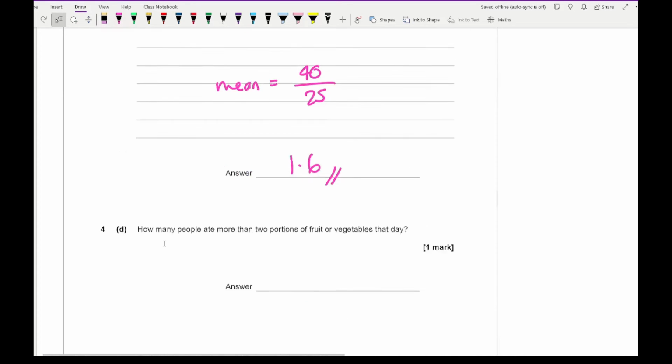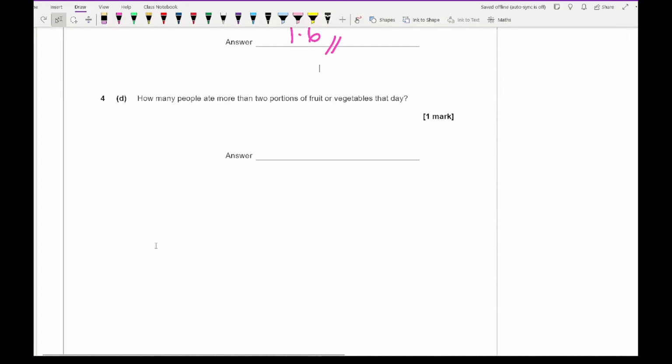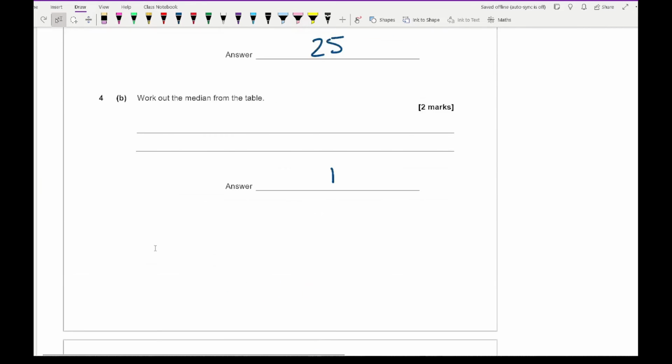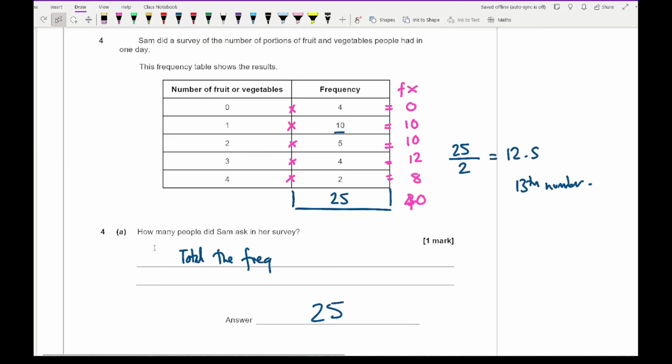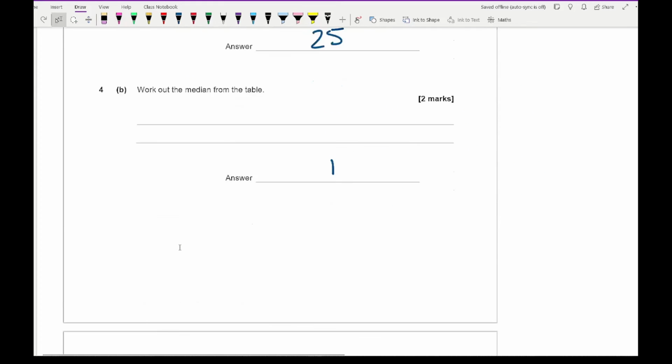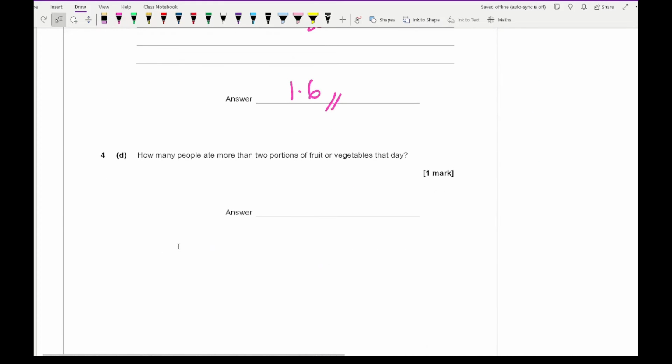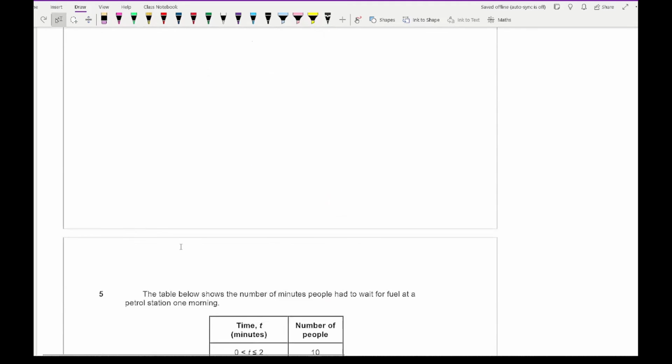So then moving on to question 4D, it says how many people ate more than 2 portions of fruit and vegetable that day? So how many people ate more than 2? All I need to do is just add up, it's going to be 4 plus 2, which is 6. And the key thing is it's more than 2, so not including the 2.